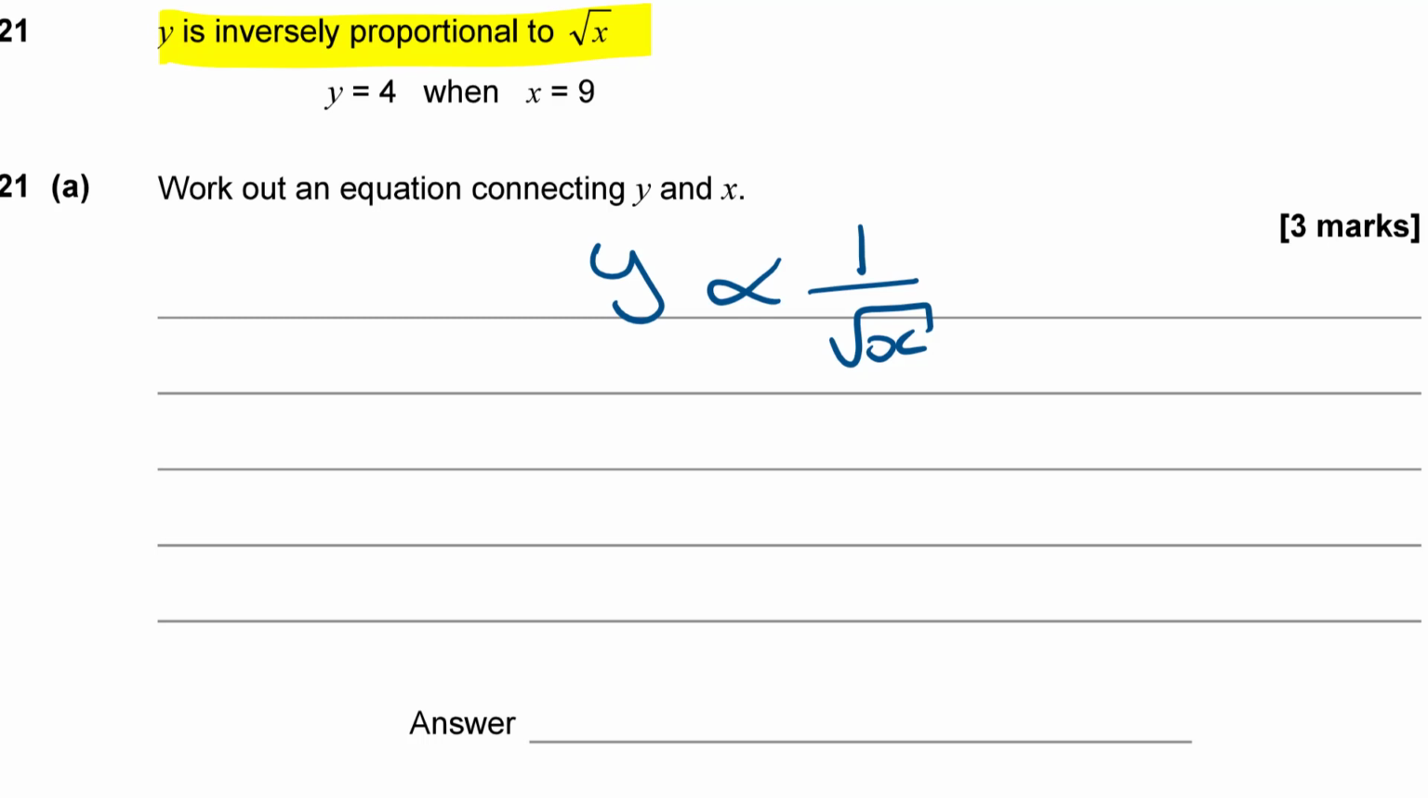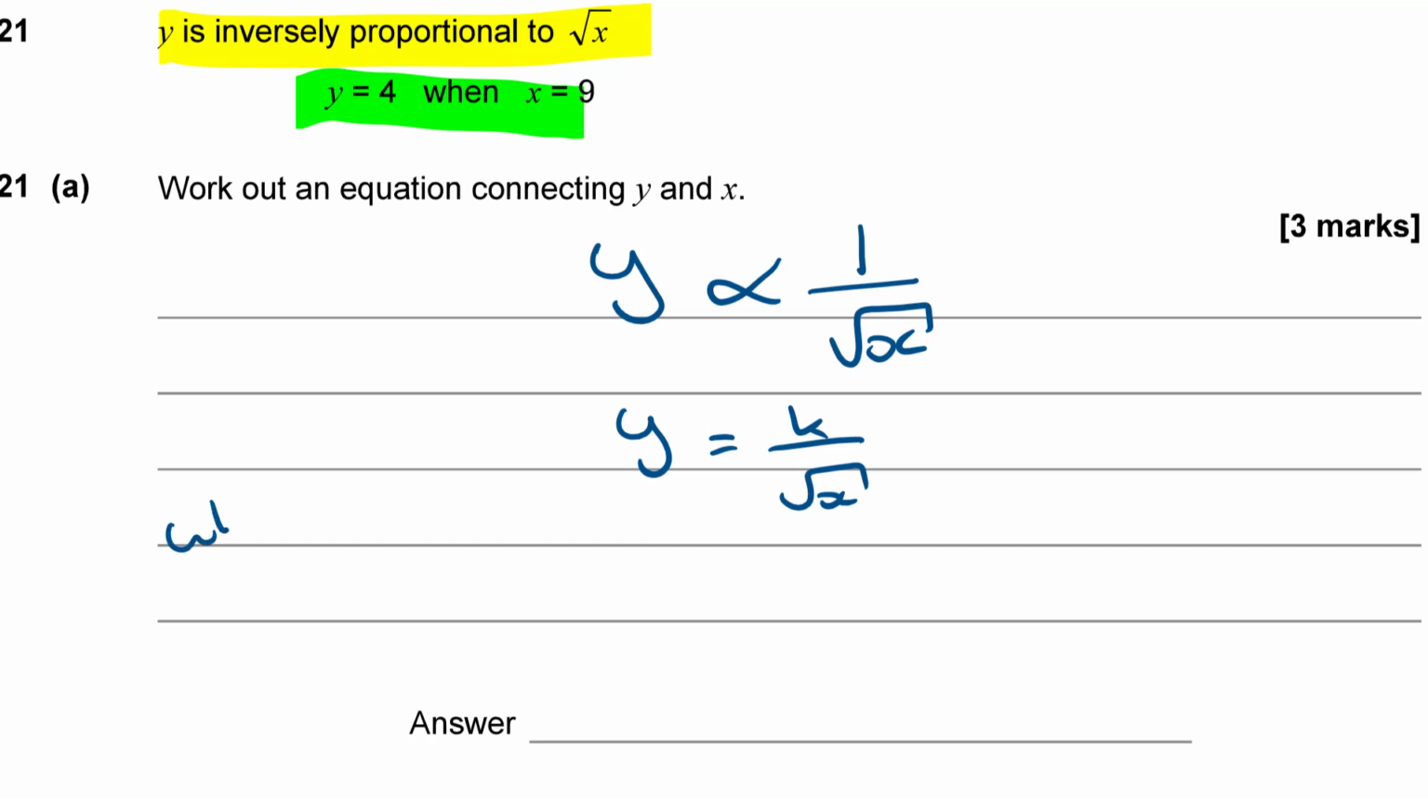Okay, then we can replace the proportional symbol with equals k, so then that becomes y is equal to k over root x. Okay, then at this point we search for the pair of values that go together so we can evaluate k, and here I've got y equals 4 and x is 9.